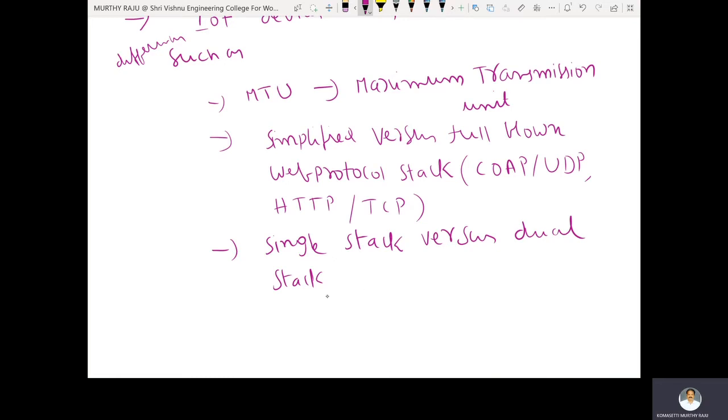Some devices need Internet Protocol version 4 for connectivity of the devices to the network layer. That is called a single stack. Some devices need both IPv4 and IPv6, Internet Protocol version 4 and Internet Protocol version 6. Both are needed to connect the devices to the network layers. That is very, very important.